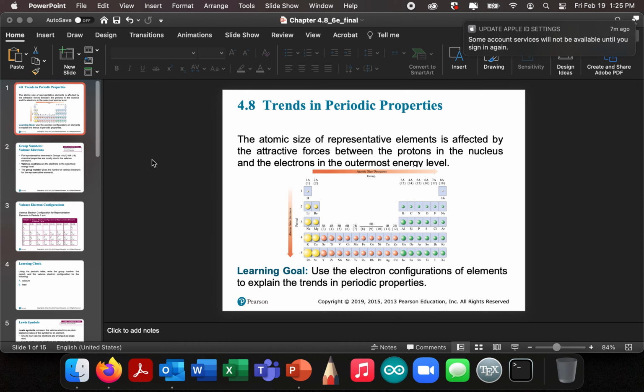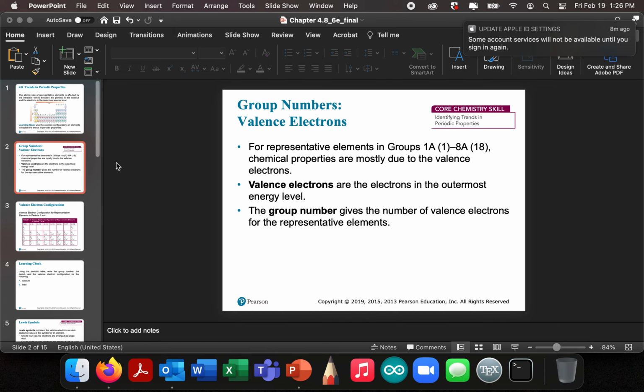Okay, so we're going to round out this conversation by talking about trends in periodic properties. And in order to appreciate that, we're going to first of all consider what the electronic configuration of an atom says about that atom. So first of all, we're going to differentiate between valence electrons and core electrons.